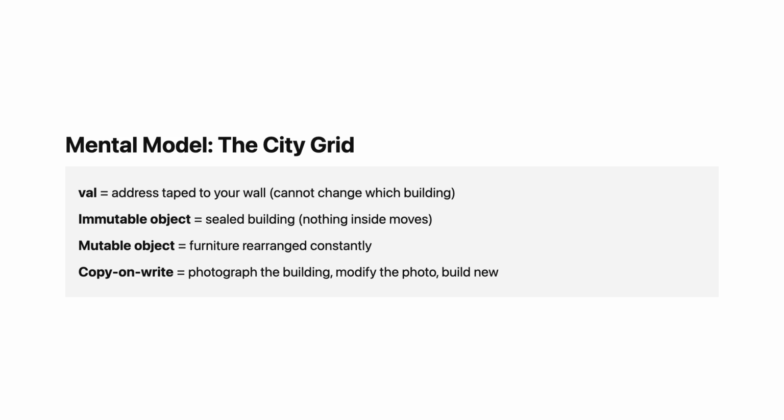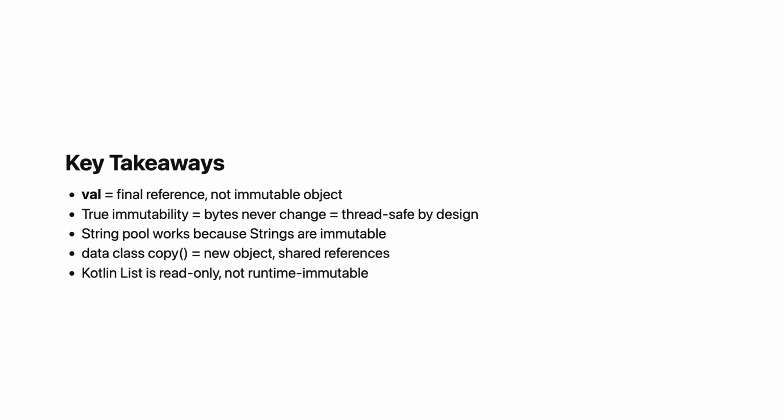In your Android apps, default to val and immutable data classes for state. Use MutableList and var when you genuinely need in-place mutation for performance. And always remember, the List interface in Kotlin is a promise from the compiler, not a guarantee from the runtime.